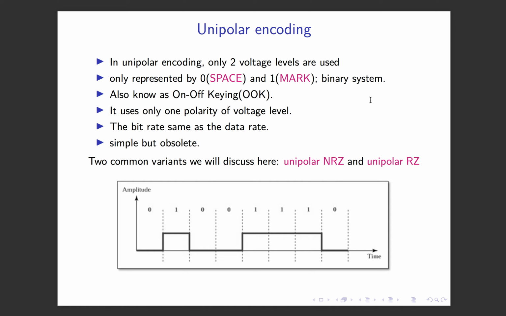Now, as we said that we only use a single polarity of the voltage, the bit rate will be the same as the data rate. Okay, this is simple, obviously, but with the growing complexity of needs, it's obsolete. It's not really in use these days, but we will read it. The common variants we have talked about are NRZ and unipolar RZ.